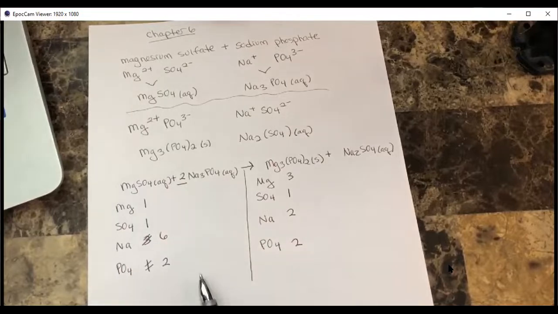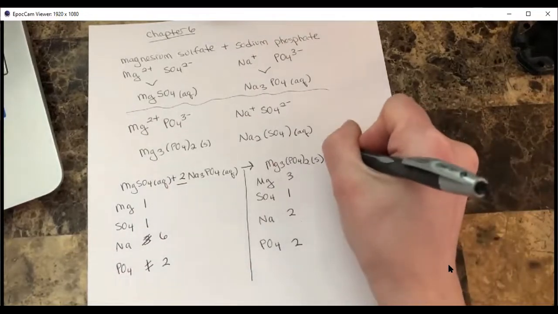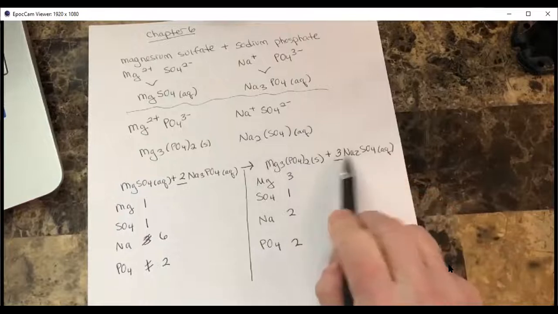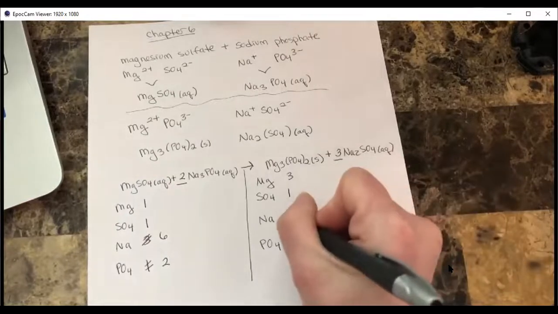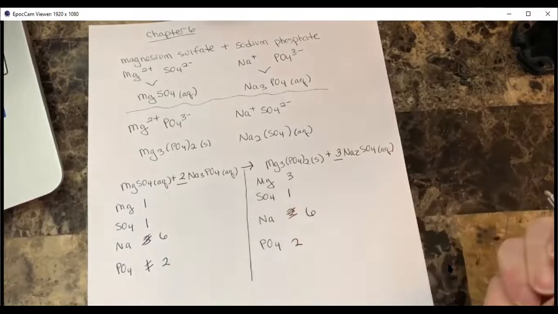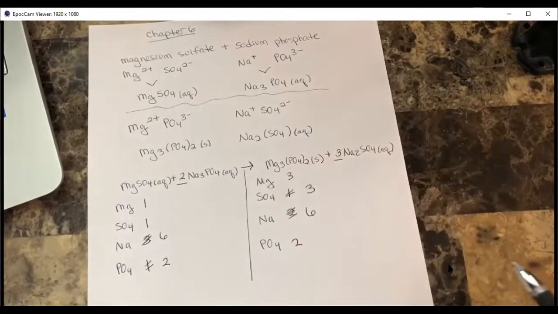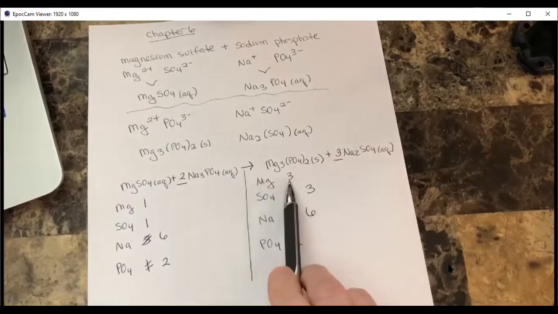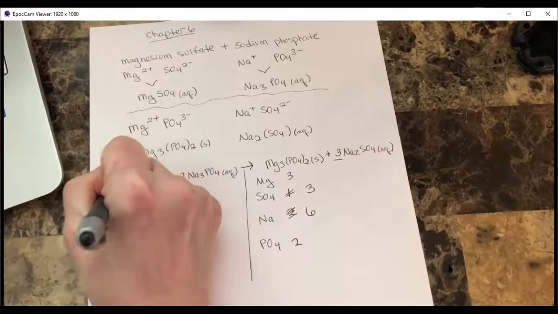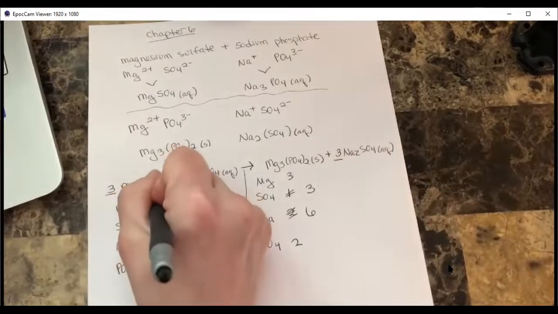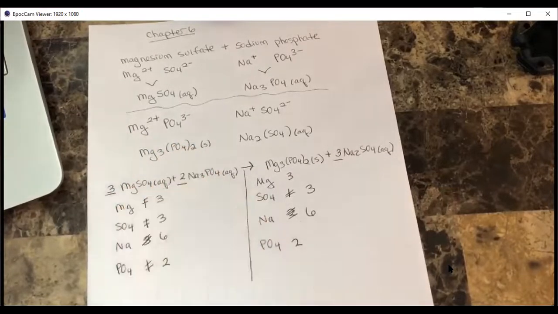Okay, well, let's fix sodium. On this side now, we have 2 sodiums, but we need 6. So in order to turn that into a 6, we're going to put a 3 in front of this compound here, which is going to affect both parts of it. So now we have 6 sodiums, and how many sulfates do we have? We have 3. Okay, so all we have left to fix is magnesium and sulfate. Luckily, they're together over here, so we should be able to fix that just by putting a 3 in front of it, which will change magnesium to 3 and sulfate to 3. So now we have a balanced equation.